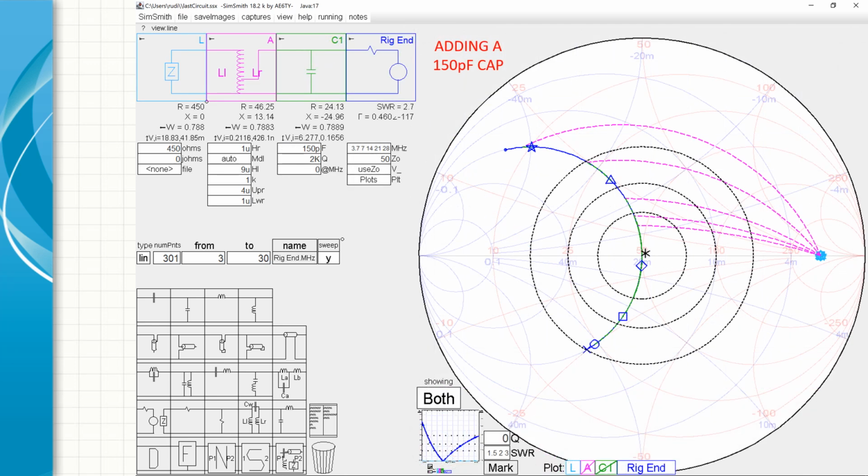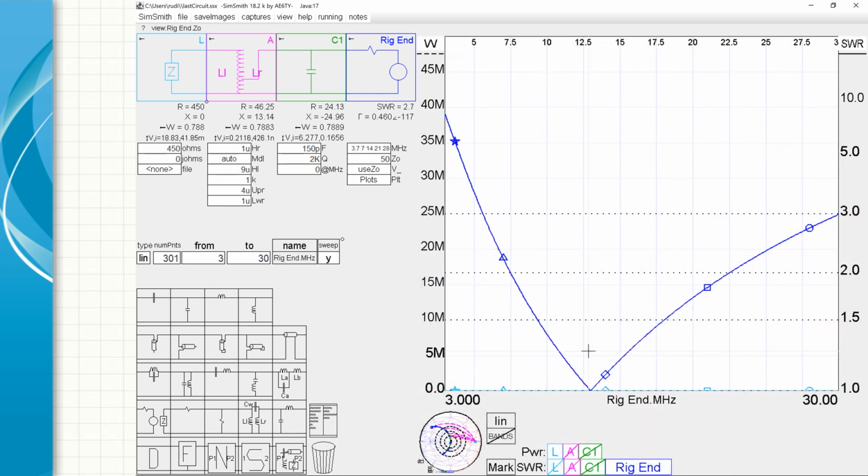Now, if we add a 150 picofarad capacitor, what it does is it brings that curve and that plot of those points down into the circle. And so more of them are within or close to a 2.0 SWR. 40 meters is almost there. And if we do an SWR mode and look at it, you'll see that they're almost all below 3.0, except for 80 meters up here, and they're more balanced below 3.0.